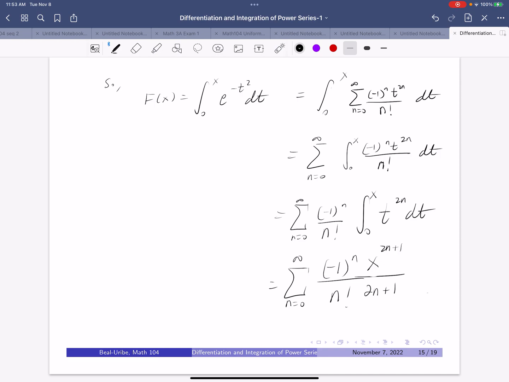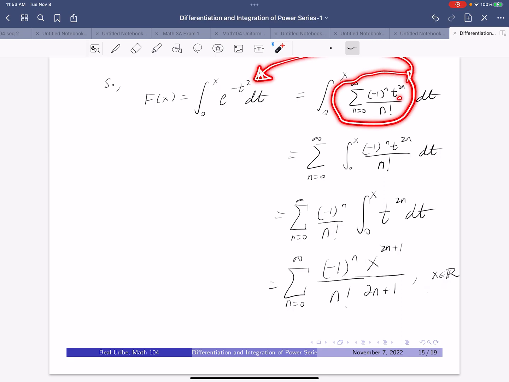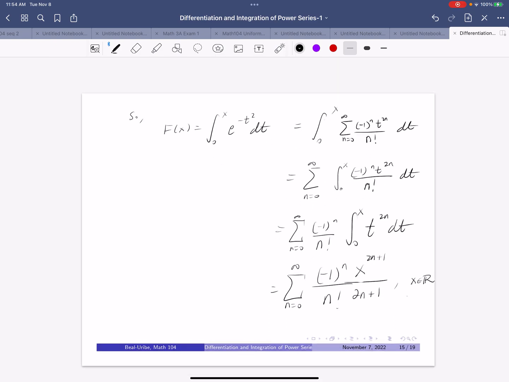So this is my final answer, and this is going to be valid for all x and r. How do I know that it's valid for all x and r? Because for any x and r, I can use this to replace this, right? And I'll know that the convergence is uniform. So that will allow me to interchange my integral and my limit. Okay, so we're done with that one.